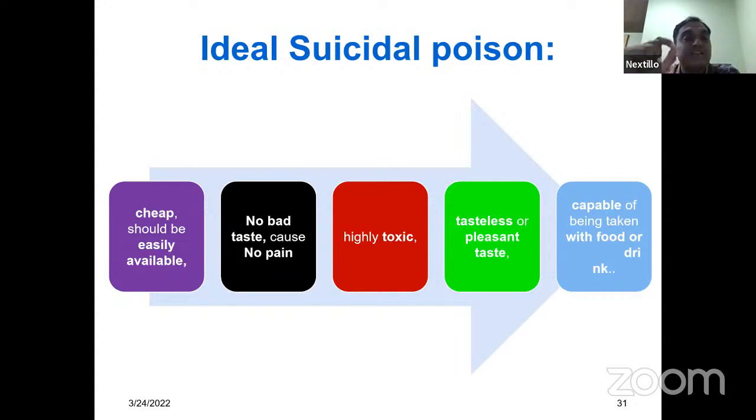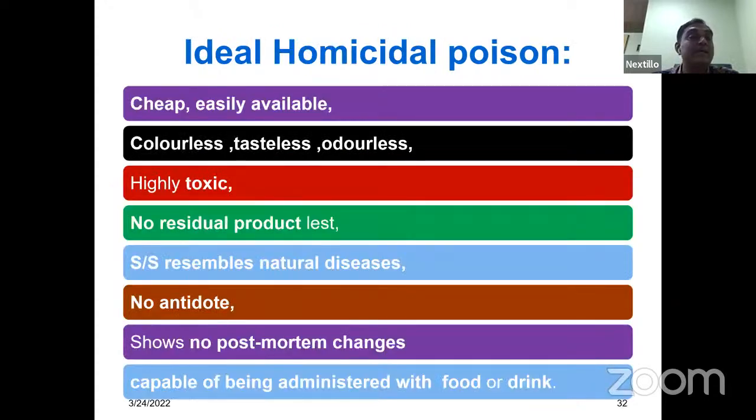So these are the criteria: it should be cheap, easily available, no bad taste, cause no pain, highly toxic, and tasteless or pleasant tasting, capable of being mixed with food or drink. That is an ideal suicidal poison. So what are the ideal homicidal poisons?